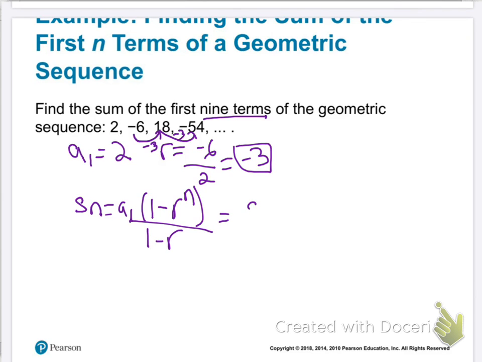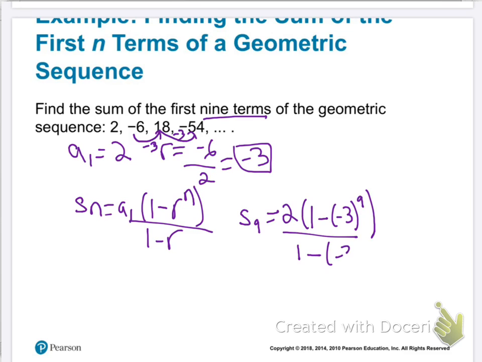So we're looking for S sub 9. And then we have my first term 2, parentheses 1 minus negative 3, parentheses around that to the 9, all over 1 minus negative 3. Be careful, the reason we put that parentheses around it is because the 9 on the negative 3 is going to keep it as a negative.